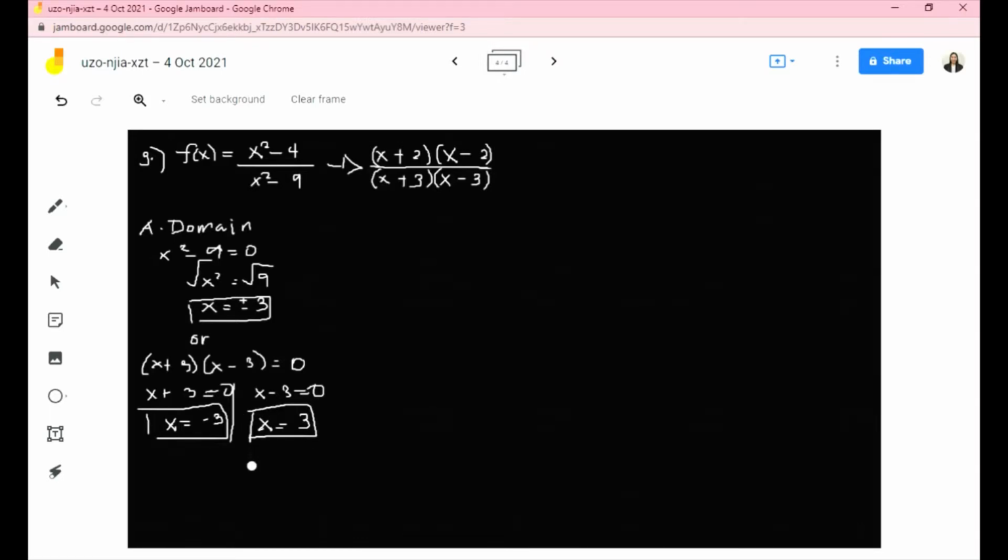This means that your domain is all the values of x, which is an element of real numbers, excluding positive and negative 3. Or we can write this in set notation: x is an element of real numbers where x is not equal to positive and negative 3. Now let's continue on the intercepts.